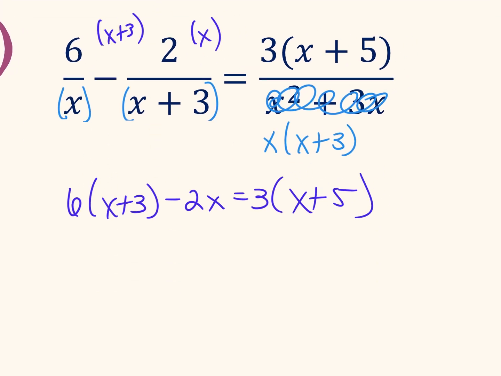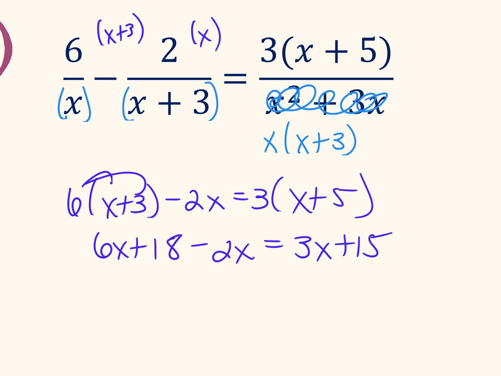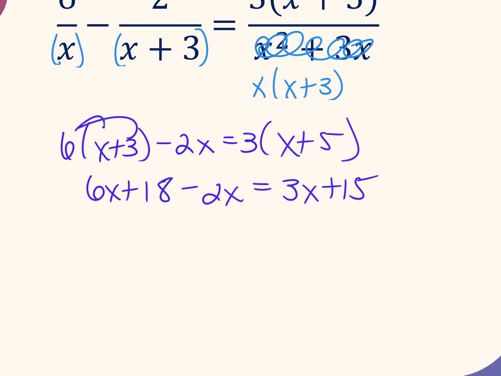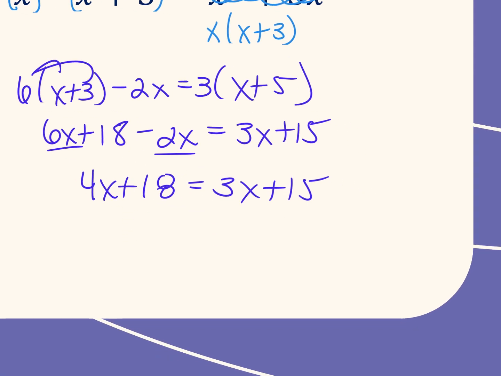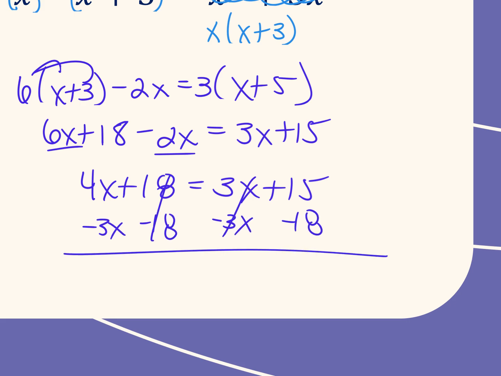Linear equation. Distribute your 6. 6x plus 18 minus 2x equals 3x plus 15. What can I combine on the left-hand side? 6x and -2x, so 4x plus 18 equals 3x plus 15. Subtract 3x from both sides. Subtract 18. And we have x equals -3.